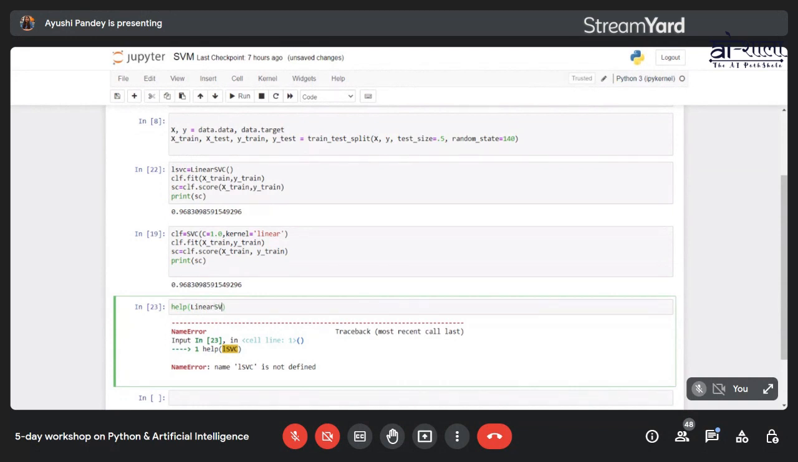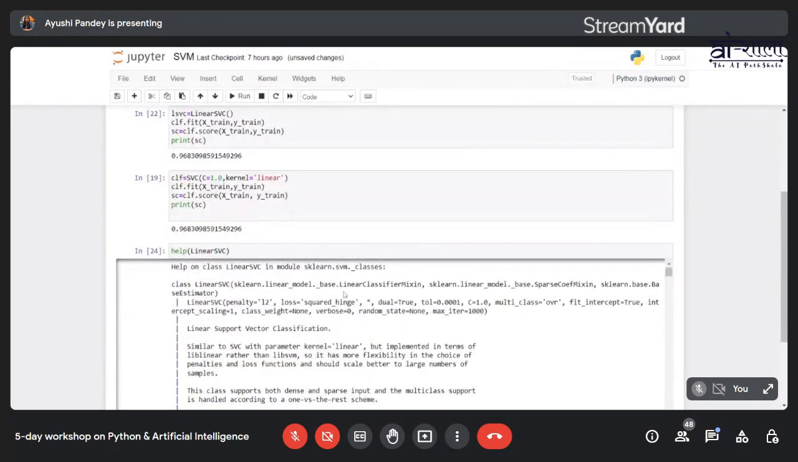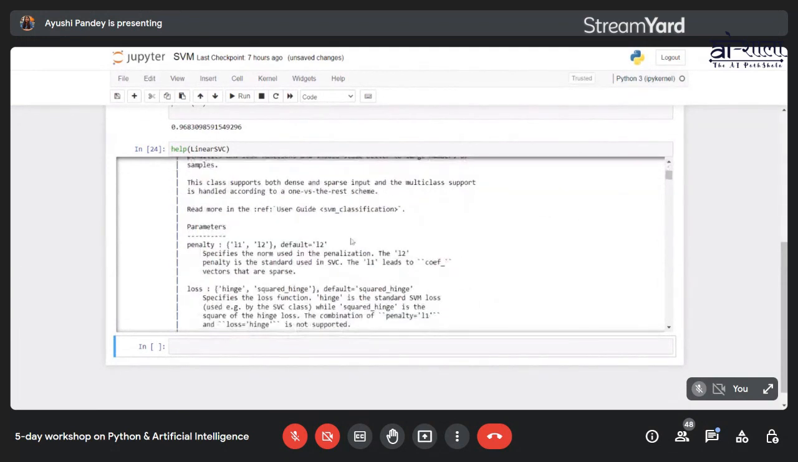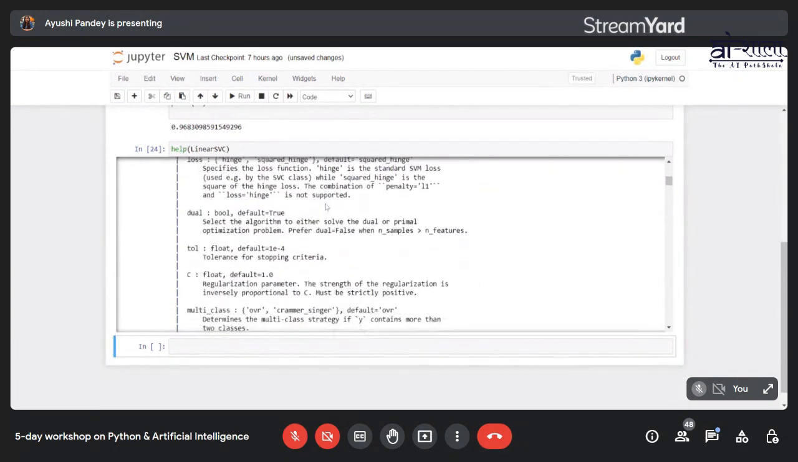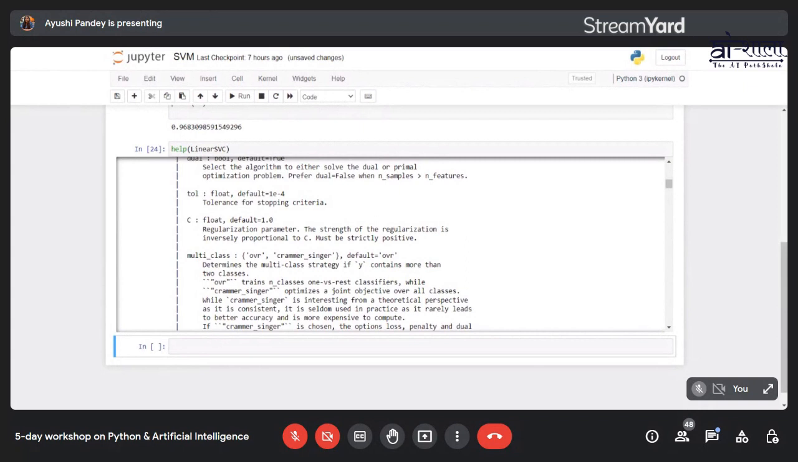Linear SVC. Okay, so we have help, and help tells you linear support vector classification. So help tells you the documentation I told you yesterday. So these are the various things. So I was talking about C. By default, C is 1. Okay. So by default, the margin is very broad. So if I make the value higher, the margin will become narrower and narrower.